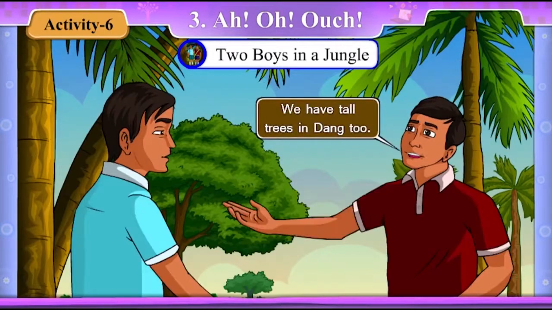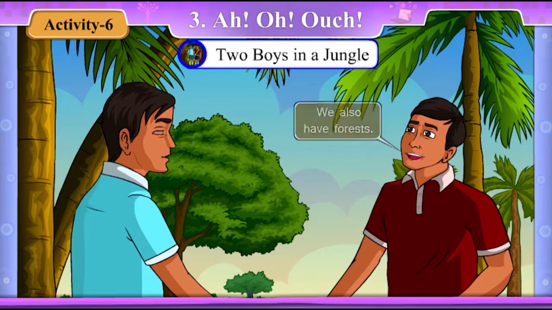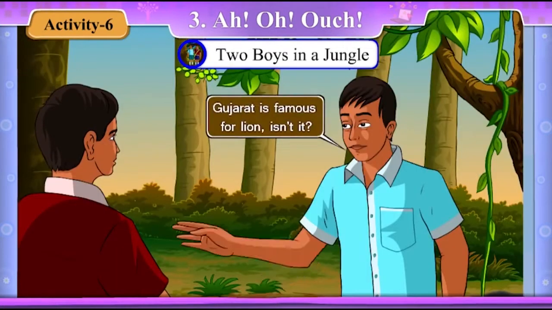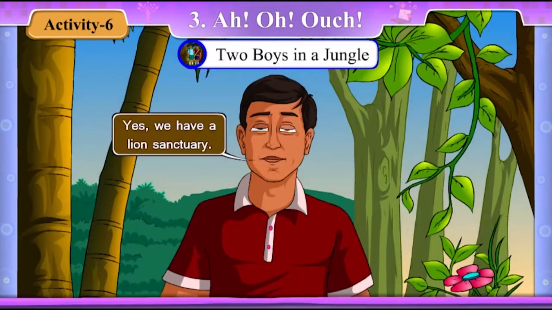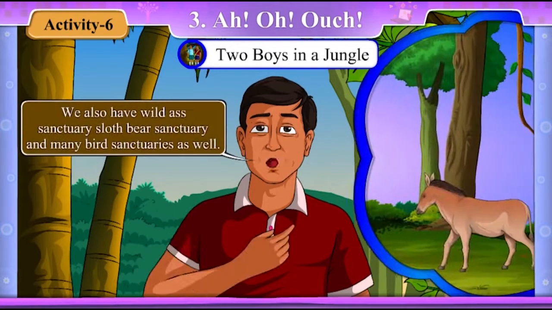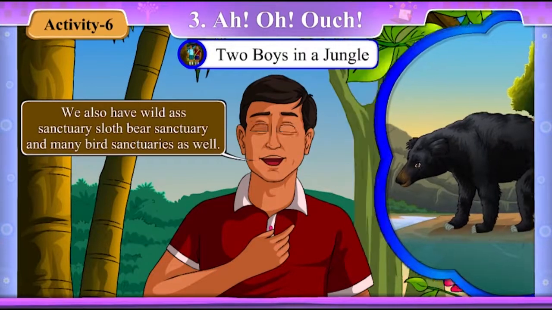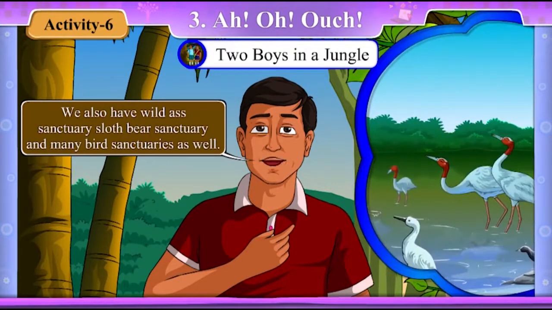We have tall trees in Dang too. We also have forests. Gujarat is famous for lion, isn't it? Yes, we have a lion sanctuary. We also have wild ass sanctuary, sloth bear sanctuary, and many bird sanctuaries as well.